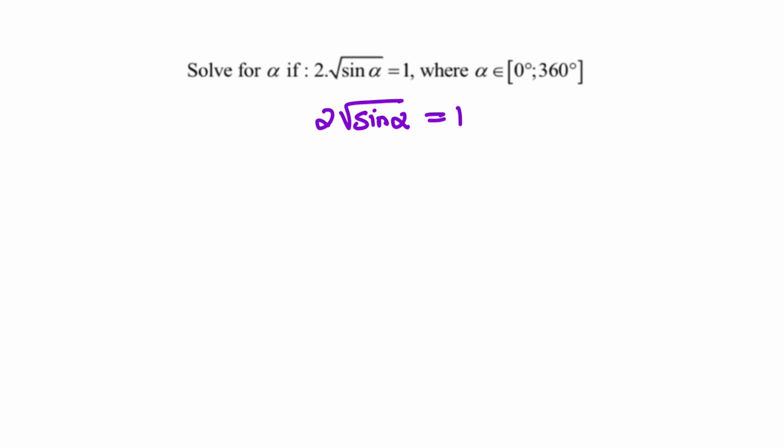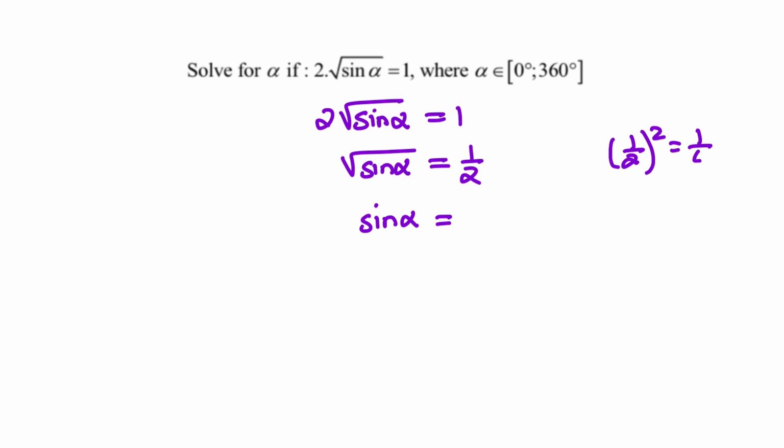The first thing we can do is get rid of the 2 in front of the square root. So we divide both sides by 2. So root sine alpha is equal to a half. Next, we can get rid of the square root, and what we do is square both sides. If I square a square root, I'm left with sine alpha. And on the right-hand side, a half squared becomes 1/4. So sine alpha is equal to 1/4.